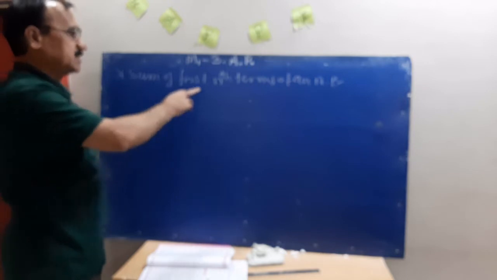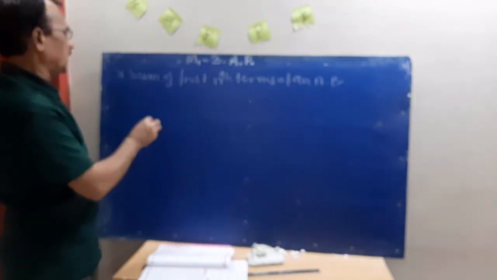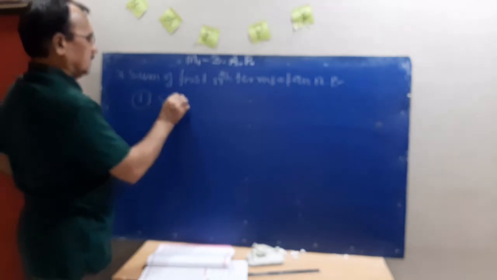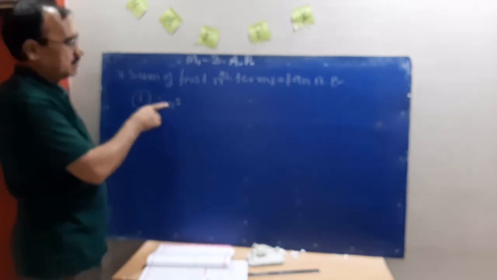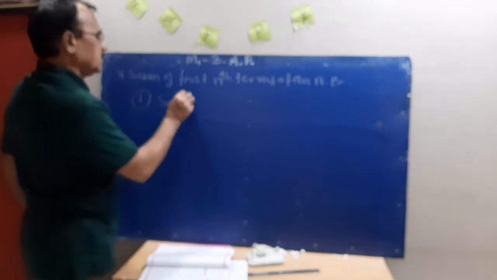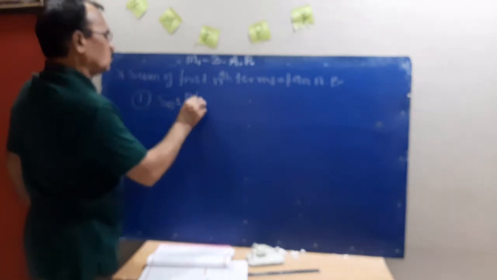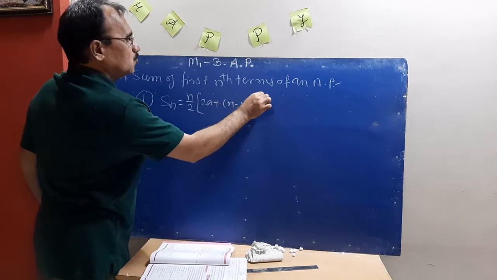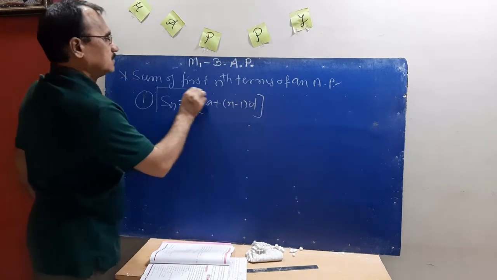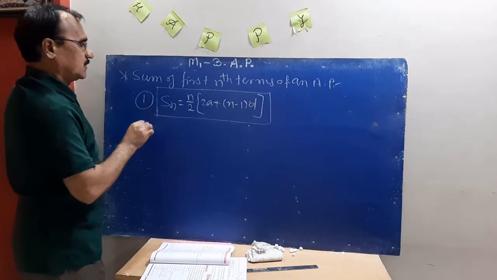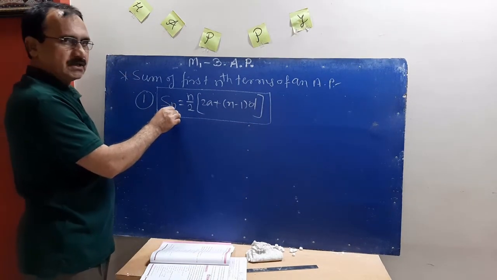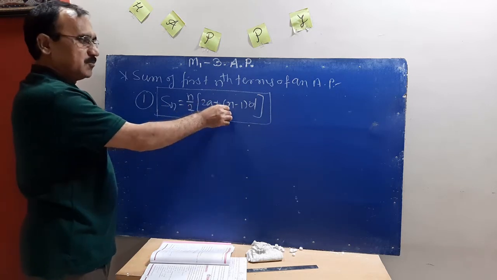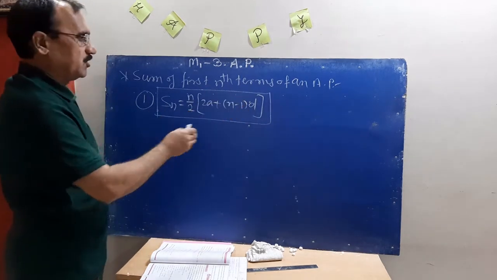For finding the sum of first n terms, there is one formula. See here and write down this. Sn, S means sum of n terms, is equal to n by 2 in bracket 2a plus (n minus 1) into d. Here n upon 2, a is the first term, n is the number of terms and d is the common difference. You know the meaning of this.